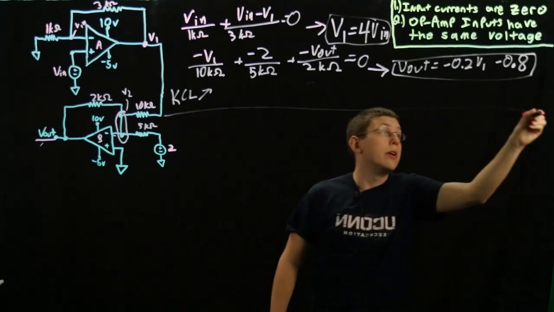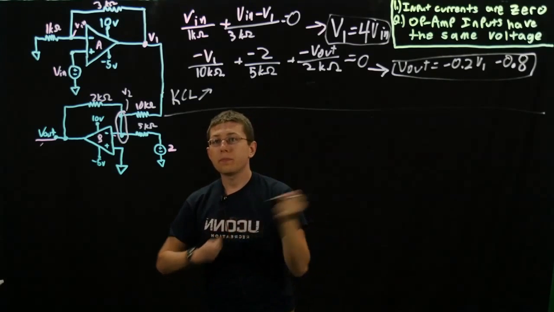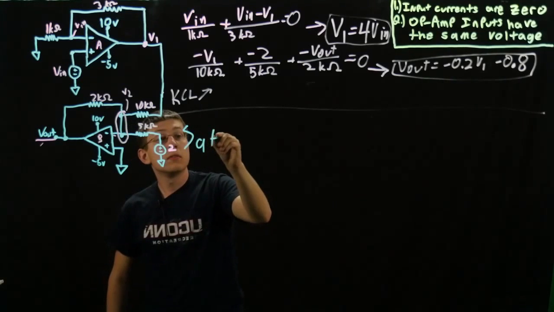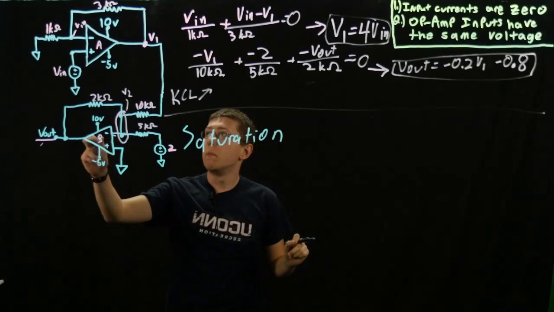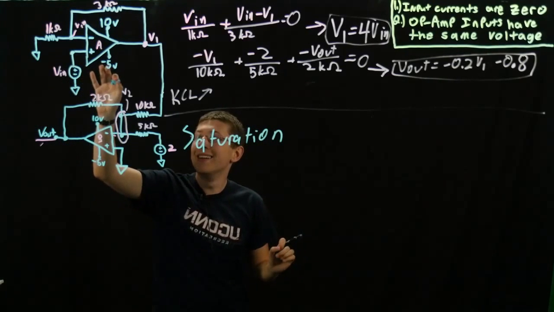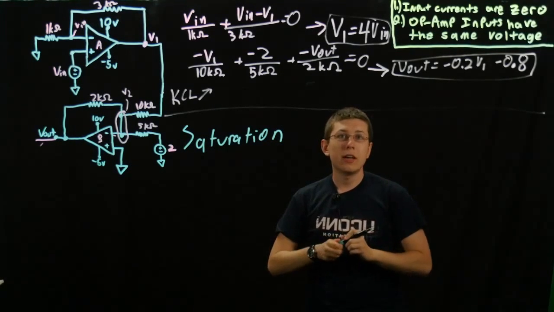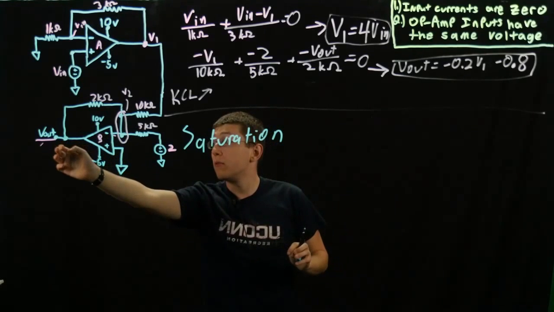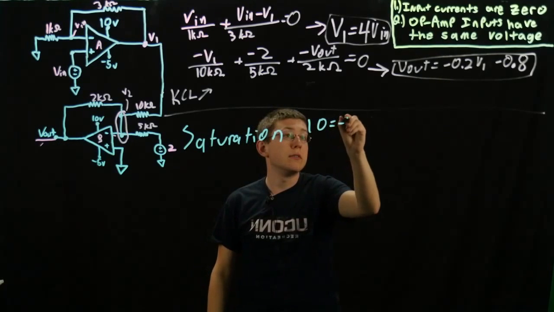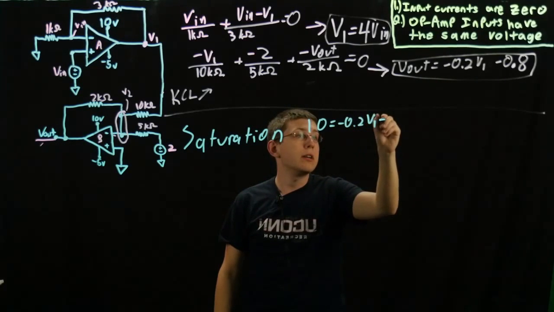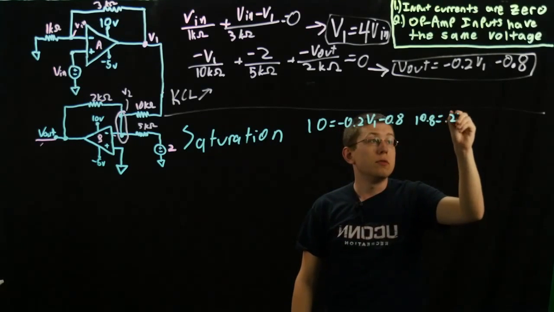So now that we have our equations, the next part is to think about saturation. We'll consider first the bottom op-amp. No, scratch that. Yes, sorry. All right, so we'll consider the bottom op-amp saturating. If Vout can be at most 10 volts, we'll do 10 equals negative 0.2 V1 minus 0.8. So 10.8 equals negative 0.2 V1.